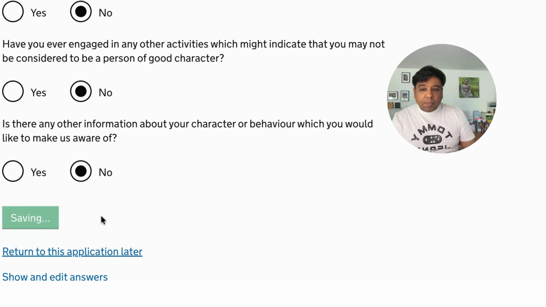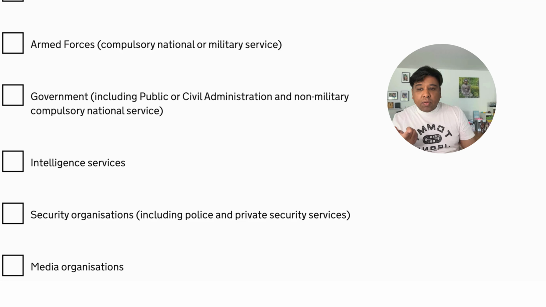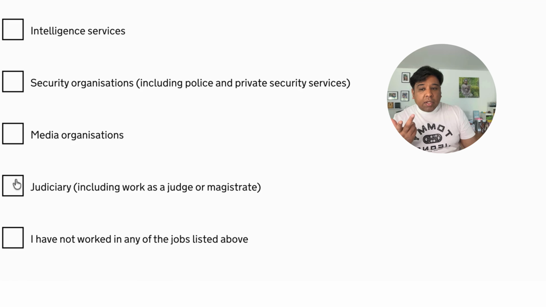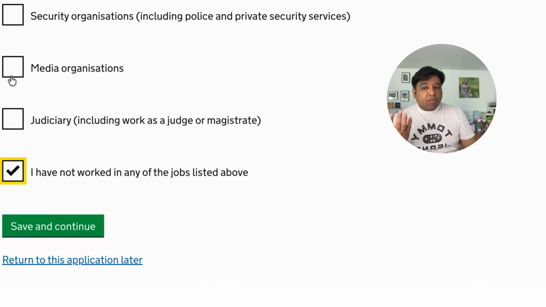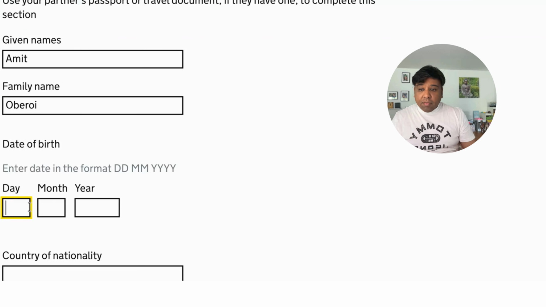The answer is no. Now, employment history: if you work for media, armed forces, or intelligence, you need to declare it. The answer is no. Imagine if you work for media, you need to write it there. Now, your partner. The partner's name is Amit Oberoi. We have to write his date of birth, 1st of 10th, 1998.